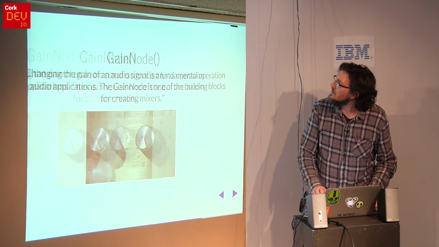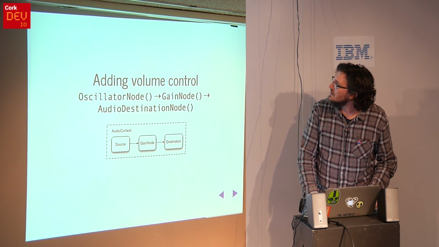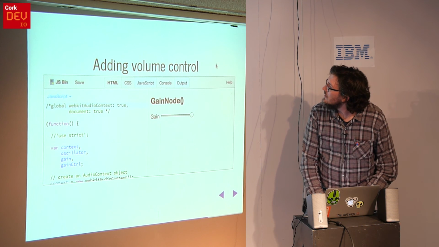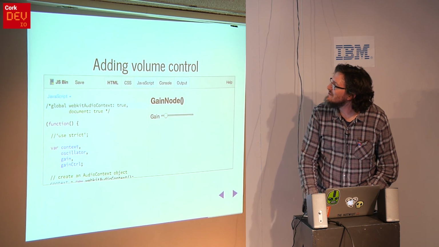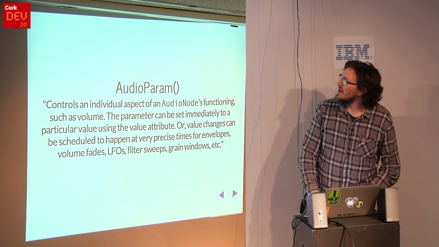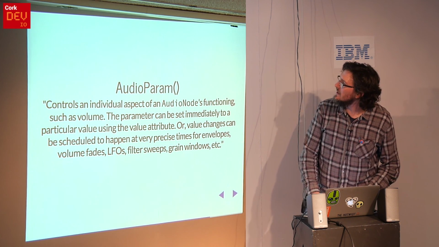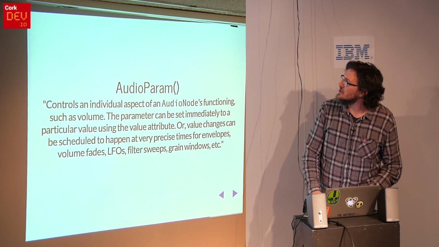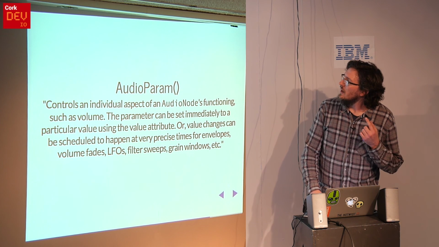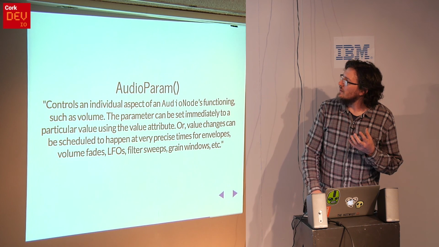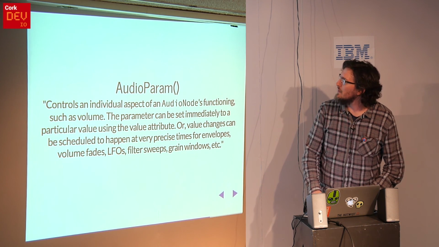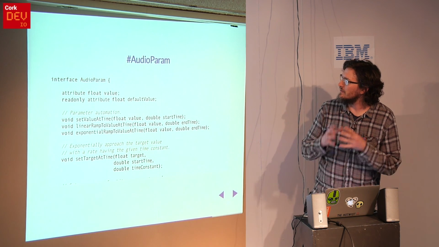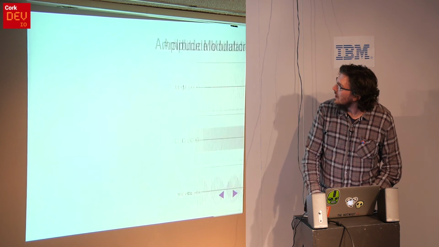All right, so gain node, we'll go through that really quickly again. That's basically volume. Okay, we'll move on from that. Audio params, I wanted to talk about this because it's where you can start getting very interesting. Audio params are where you can feed in other inputs to dynamically change the nature of things like frequencies and all that kind of stuff.